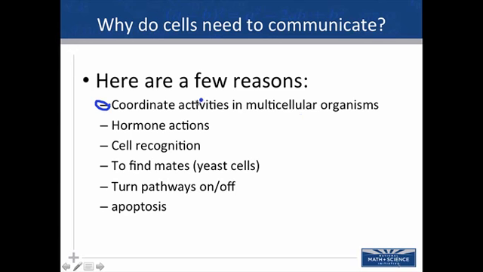So here are just a few reasons. Cells need to be able to coordinate activities inside the actual multicellular organism. We also will look at hormones and how they are used and what their actions are. Cells need to know where they belong and into which group they belong. Single-celled organisms like yeast cells, for example, use cell-to-cell communication to find a mating cell.